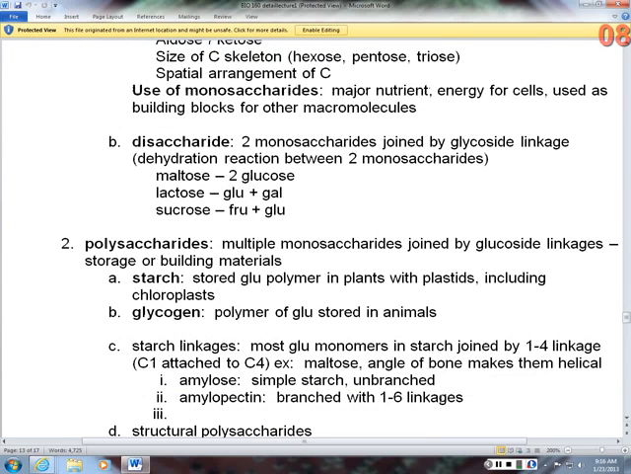So the polysaccharides, this is going to be multiple monosaccharides joined together by those glycoside linkages.